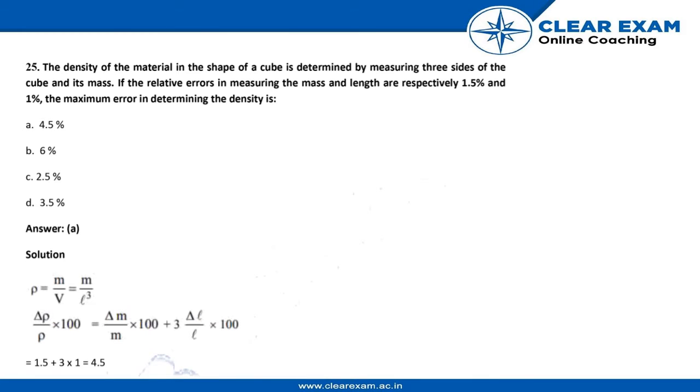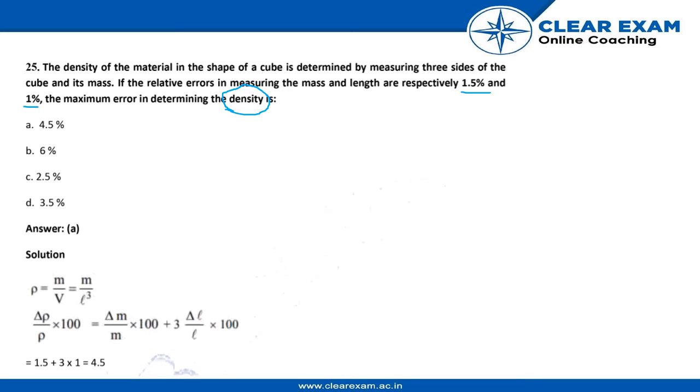Hey guys, now we are going to solve question number 25. Let's see what the question states. The density of the material in the shape of a cube is determined by measuring three sides of the cube and its mass. If the relative errors in measuring the mass and length are respectively 1.5% and 1%, the maximum error in determining the density is.